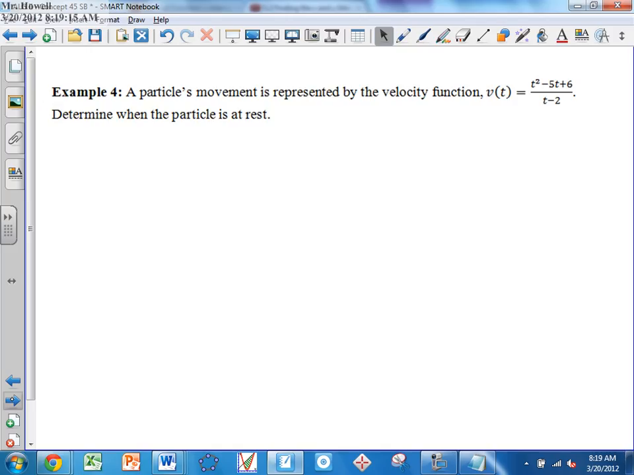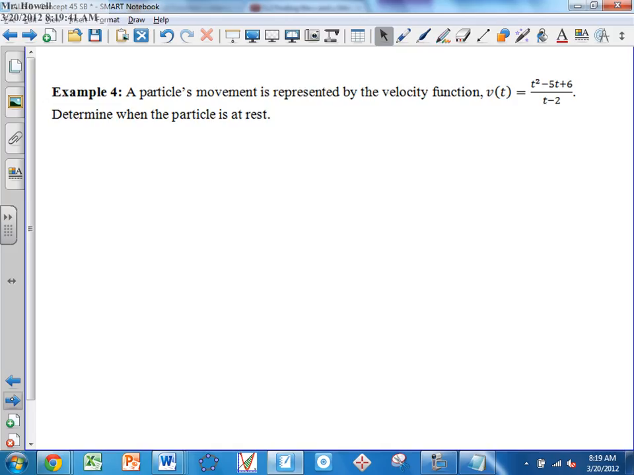So when we're looking for this kind of problem, we want to know, as John just said, when the velocity is 0. So go ahead, set the velocity equal to 0. That's the whole thing. And the factor that you reduce, the thing that you canceled out there, is where the hole occurs.